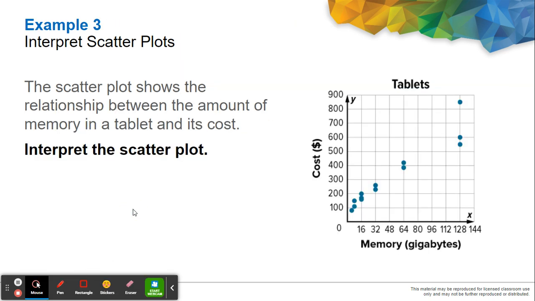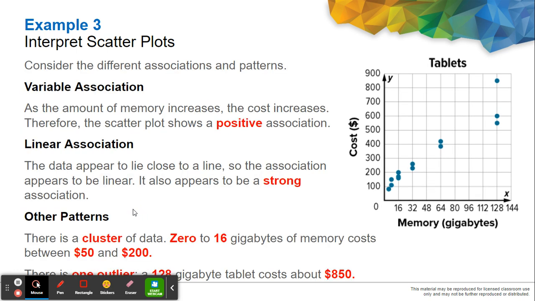For example, we have here a scatter plot that shows the relationship between the amount of memory in a tablet and its cost. As you can see here, for our variable association, as the amount of memory increases, the cost increases. Therefore, the scatter plot shows positive association. As x increases, y increases. For linear association, the data lie close to a line and the association appears to be linear, so it also appears to be a strong association.